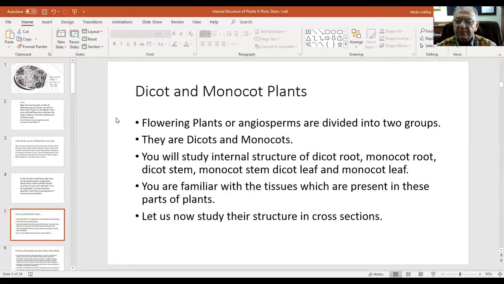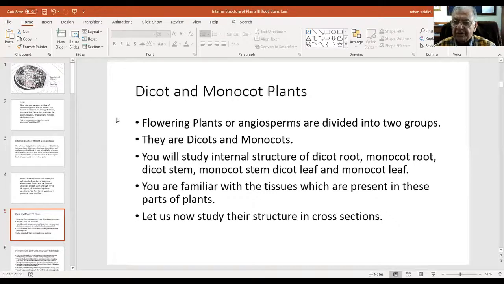Dicot plants are those plants which have 2 cotyledons. Examples are chickpeas and pea and all the lentils that you eat. You are very much familiar with these dicot plants with 2 cotyledons in the seed. And monocots have only 1 cotyledon in the seed, and examples are grasses and lilies and palms and some other plants. So you should be familiar with these 2 terms. And here we are going to study the internal structure of dicot root, dicot stem, dicot leaf, and the monocot leaf. So these structures are studied in cross sections of root, stem, and leaf.